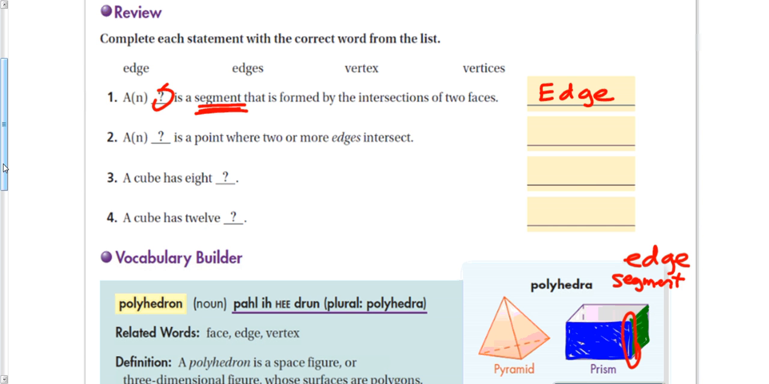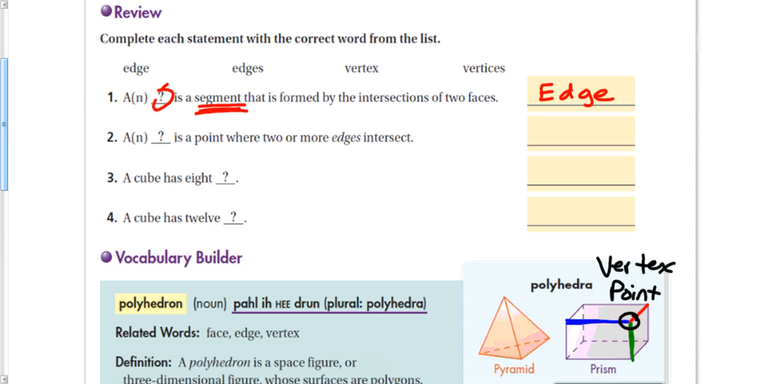A blank is a point where two or more edges intersect. So let's get some edges intersecting. I've got this edge, I'm coloring it in green. Again, that's a segment. I have this edge I'm coloring in blue. And then I have another edge. I want three edges that touch. And there I have three edges that touch. Where the three edges touch is a point, and that is called a vertex of your three-dimensional object. So a point where two or more edges intersect is a vertex.